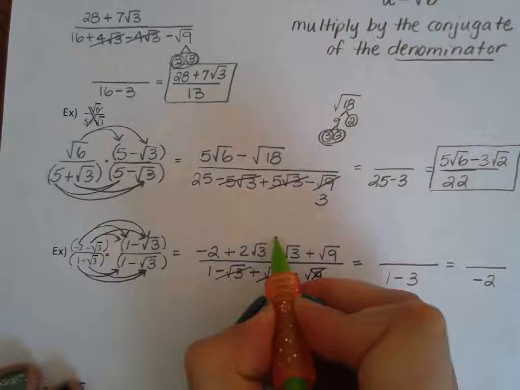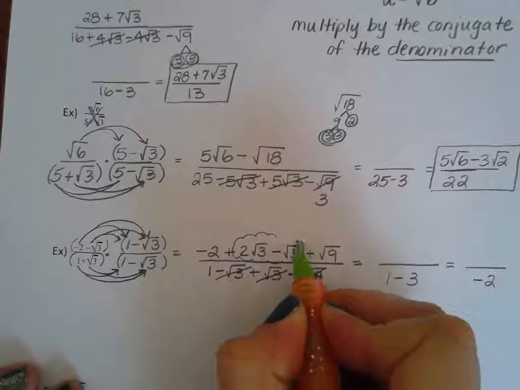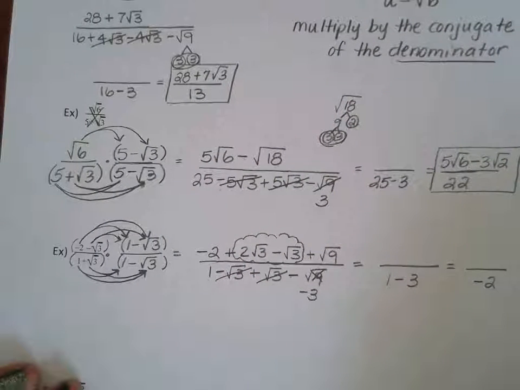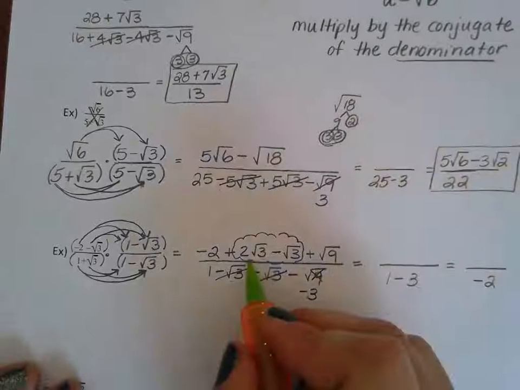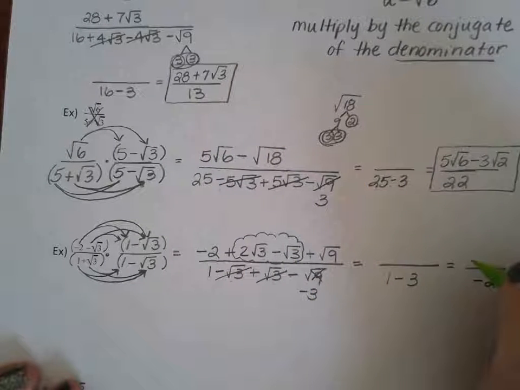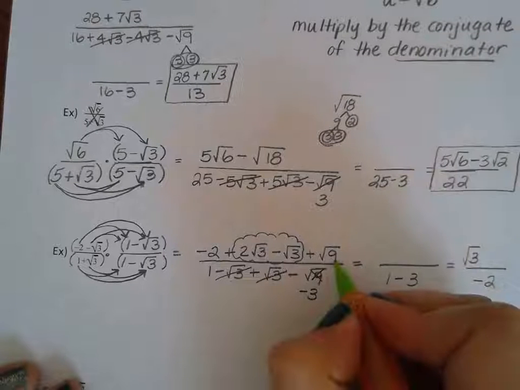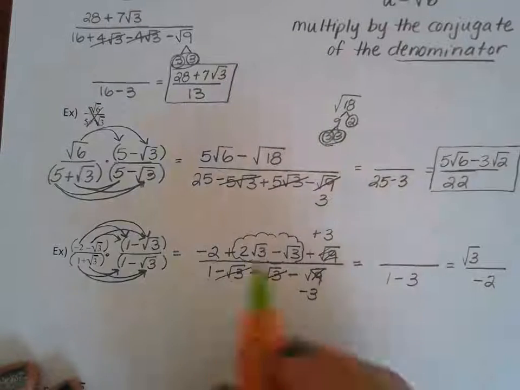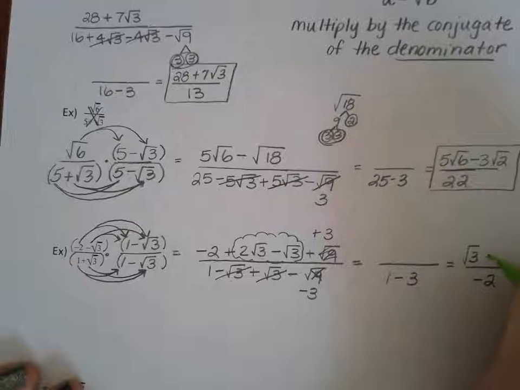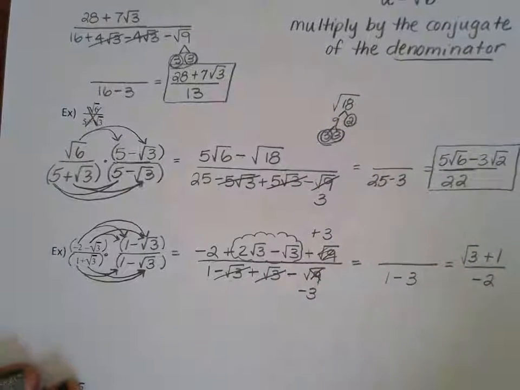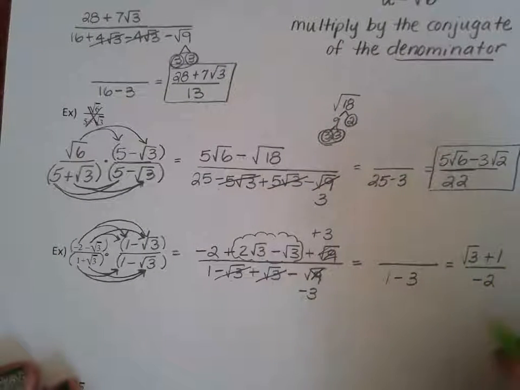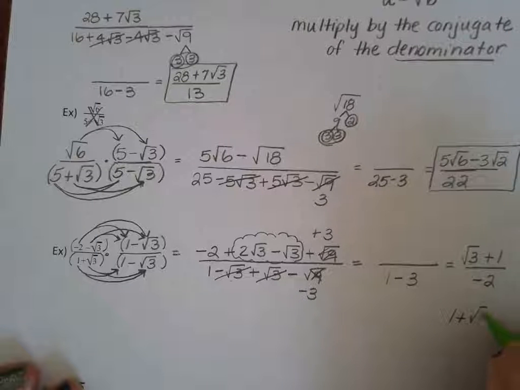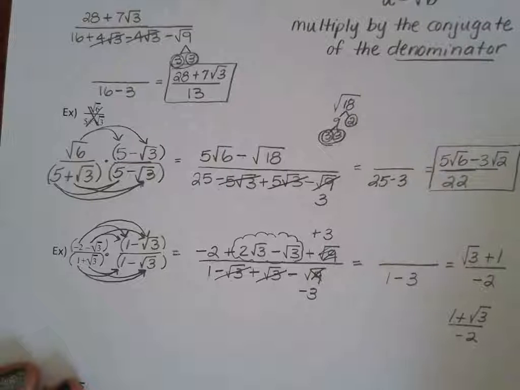So let's see. We got like radicals right here. So we can combine those. What is 2 root 3 minus root 3? That's going to be 1 root 3, or just root 3. And then we know the square root of 9 is 3. That's plus 3. Negative 2 plus 3 is 1. And you can write the 1 in the front, like you can write it root 3 plus 1 over negative 2, or 1 plus root 3 over negative 2. Commutative property says either one of these is perfectly fine.